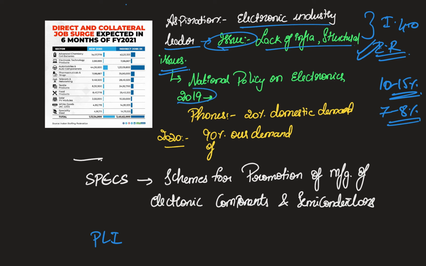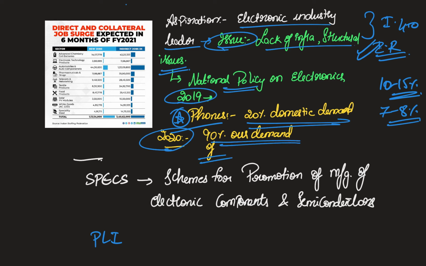But in 2019, the government recognized that there is a need for a national level policy on electronics and wanted to test this on certain commodities. It started with phones. In 2019, when this PLI scheme was launched just for phones, prior to that only 20% of the domestic demand was met through manufacturing or assembling within our country. After the launch of the scheme in 2020, it was so successful that 90% of our demand for smartphones was met through manufacturing within our country.